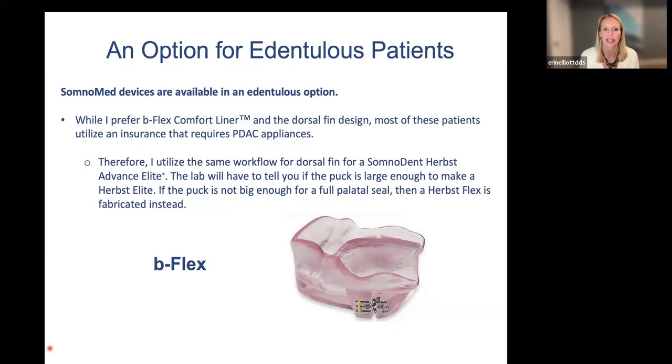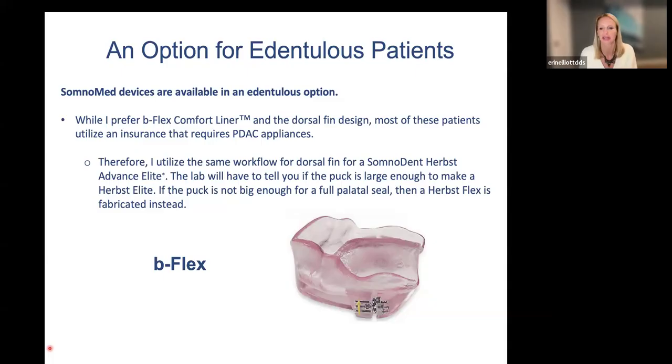But with the Herbst Advance Elite, that means it is CAD/CAM milled and from a very strong material that's in a puck. But I have had it once where the upper arch was so large that they couldn't get a full upper oral appliance from it, and there was like a horseshoe shape in the palate, and we just didn't get that seal. So if the maxilla is small enough and the puck is large enough, then I go with the Elite. If it's not, no problem.